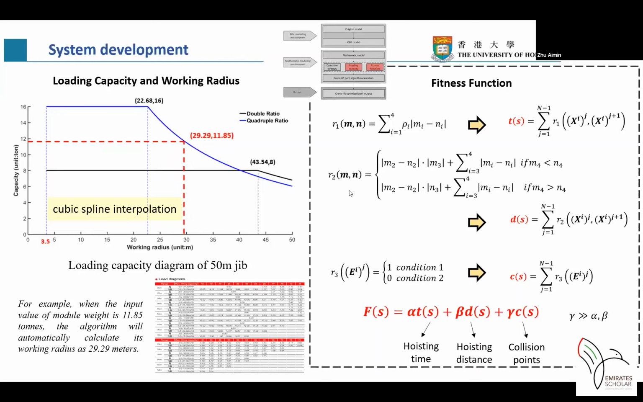And metric R2 represents the hoisting distance between adjacent configurations. Therefore, TS denotes the total hoisting distance among all these configurations. R3 is set for collision detection. So CS is the number of collision points. So the problem of finding the optimized crane lift path can be transformed into calculating the minimum FS.